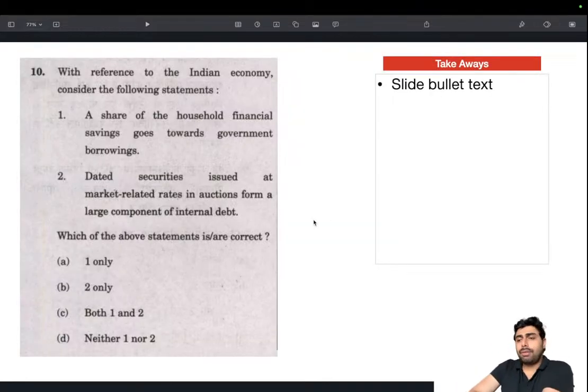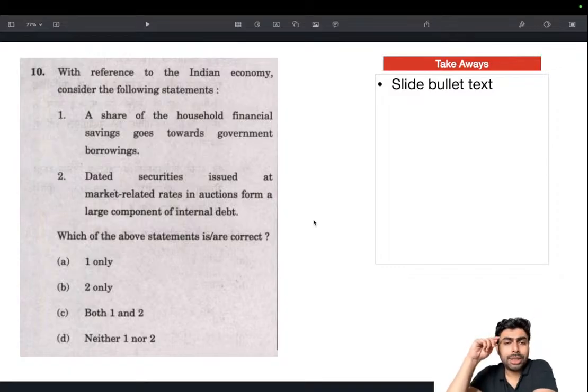Moving on. With reference to the Indian economy, consider the following statement. A share of household financial savings goes towards government borrowings. Dated securities issued at market-related rates in auctions form a large component of internal debt. This can get slightly difficult if you haven't read about small scale savings schemes. A share of household financial savings, meaning normal household savings, how does that go towards government borrowing? You have to think about that.